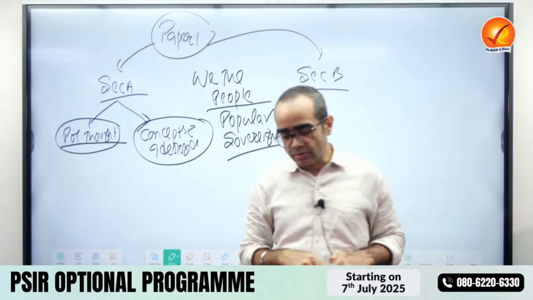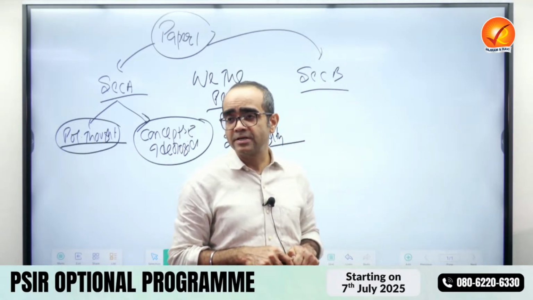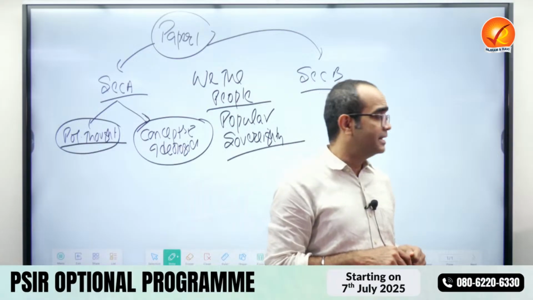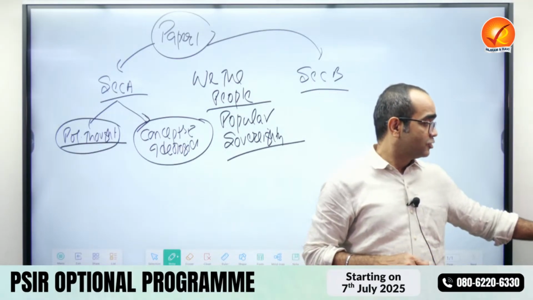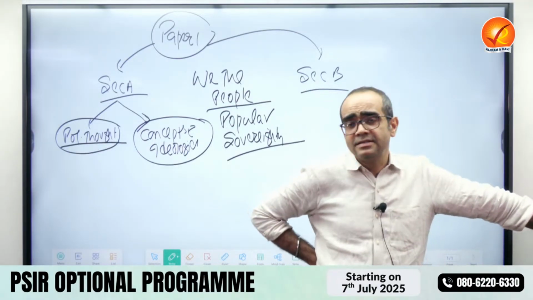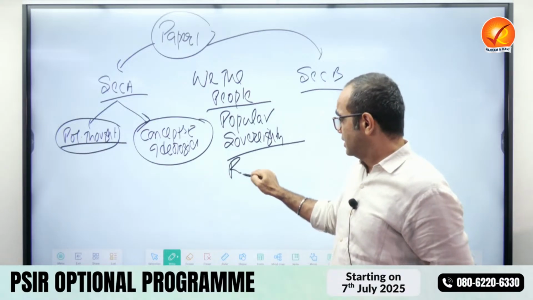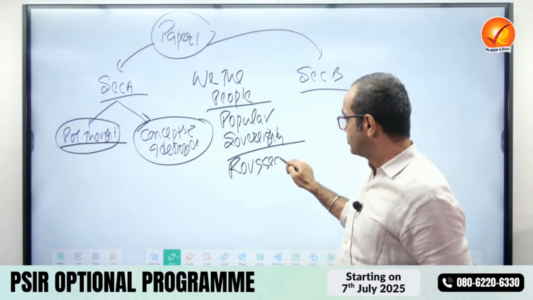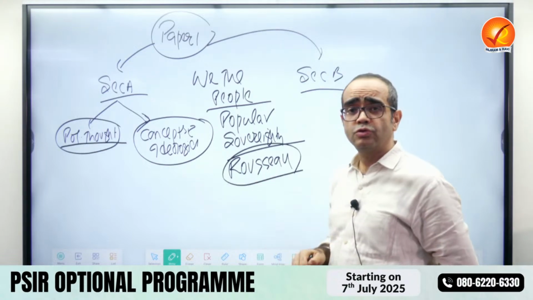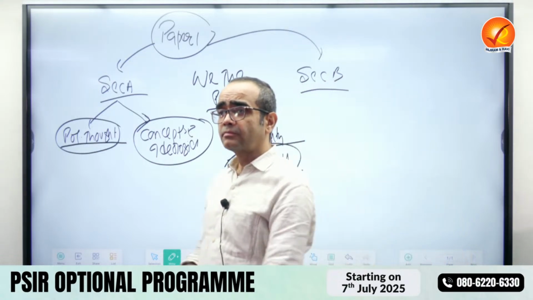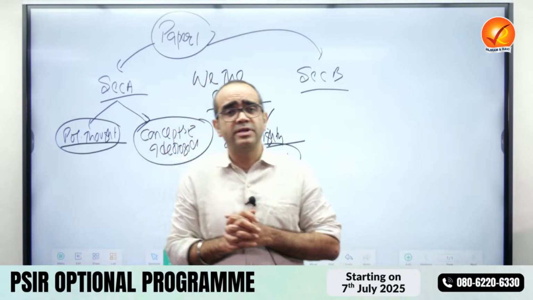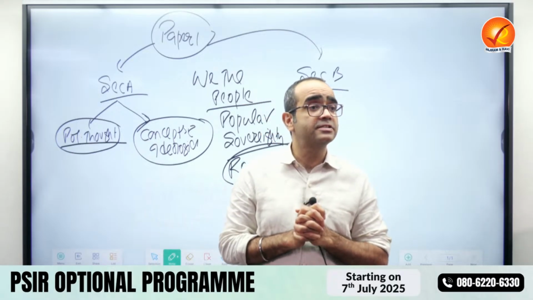And can you see page number 6, topic number 6 is democracy. So, classical and contemporary theories. This term popular sovereignty was given by Rousseau. The concept of popular sovereignty was given by Rousseau. And Rousseau is said to be the main inspiration behind the French Revolution.